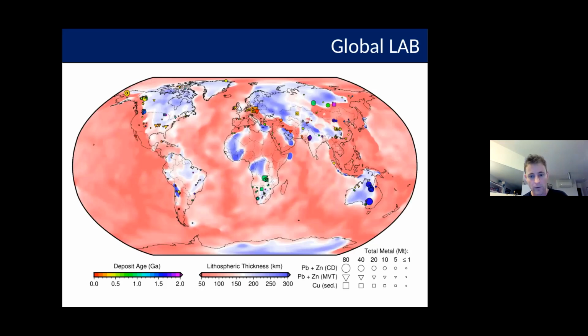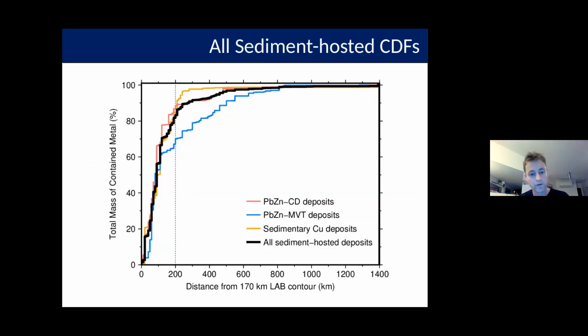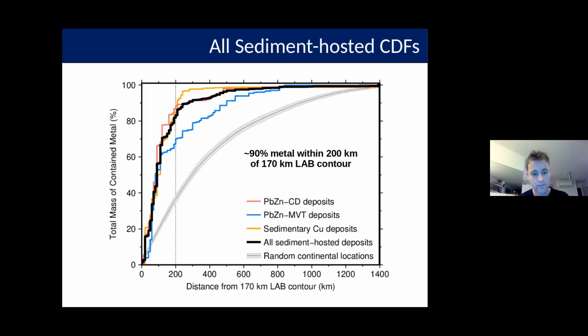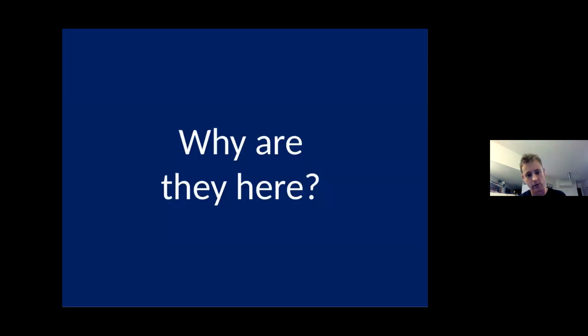We can zoom out again and do this on a global scale. And what we see is that this relationship holds true everywhere. Every single deposit that contains more than 10 million tons of metal is lining up on the boundary between thick and thin lithosphere, as imaged by a surface wave tomography model. And we can do statistical tests to look at the robustness of the relationship. I'm actually not going to go into them because basically they all prove it to be a very strong and robust relationship. I'm going to go on to the more interesting question, which is why are these deposits forming in these settings?